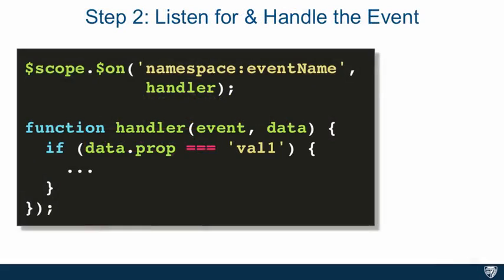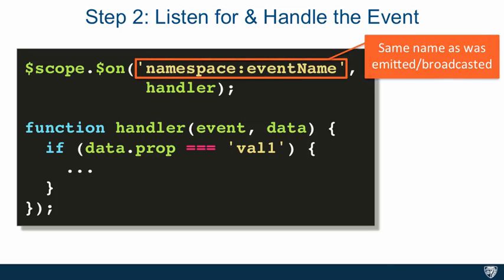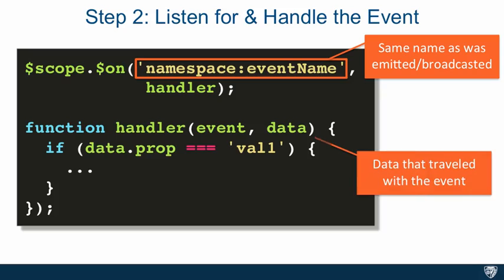The last step is to register a listener for your event. This is done with a $on function that's executed on some $scope or $rootScope, which is really just the top scope in the application. Obviously, we need to use the same event name string we broadcasted or emitted the event with. The handler function is automatically passed 2 arguments: the event, which holds the event information, including that event name string, and most importantly, the data object.